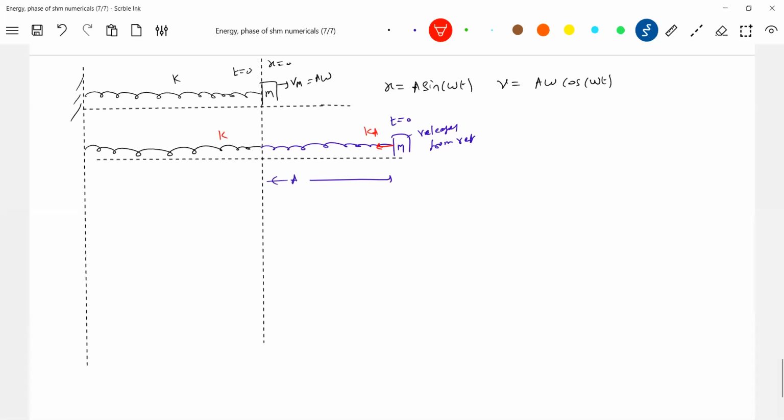Tell me what will happen to this one now. Again, this is x equals 0. At time t equals 0, what was the value of x? It was equal to a, no? So therefore the equation will end up as a cos omega t.